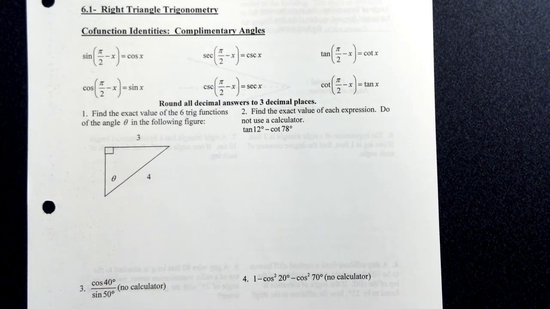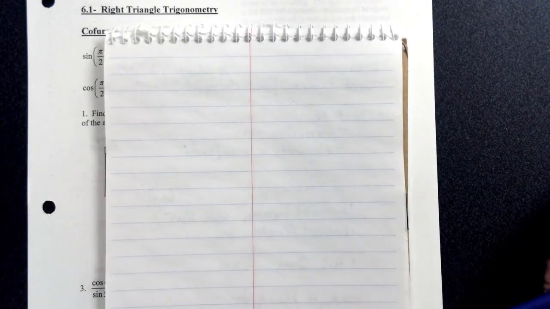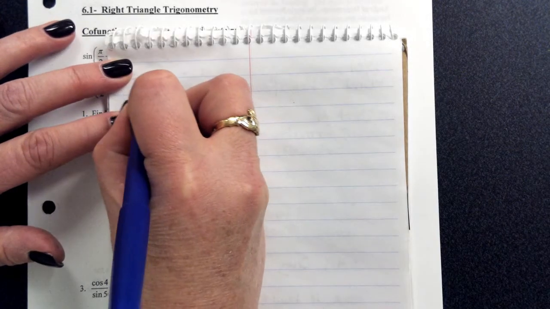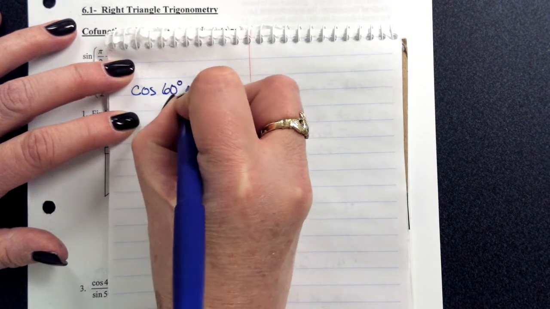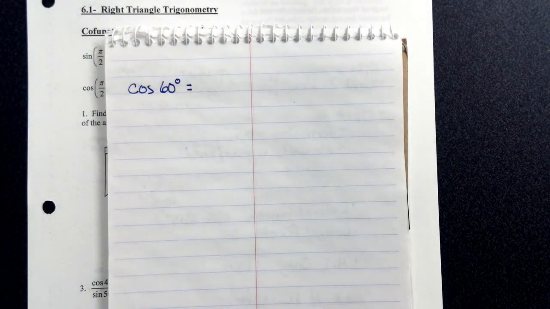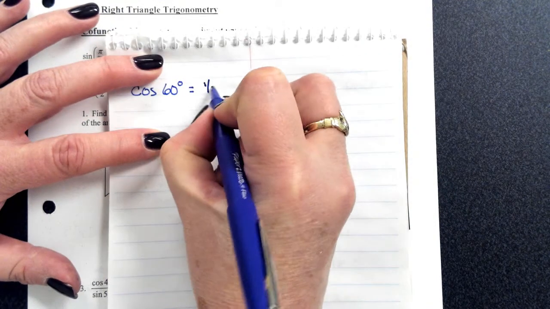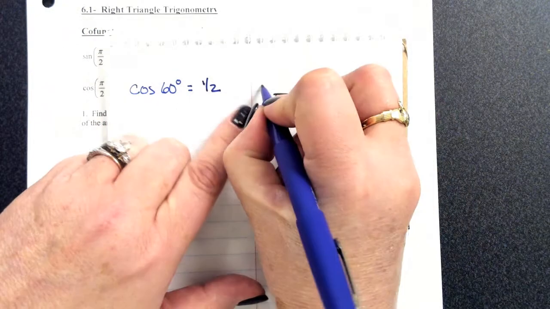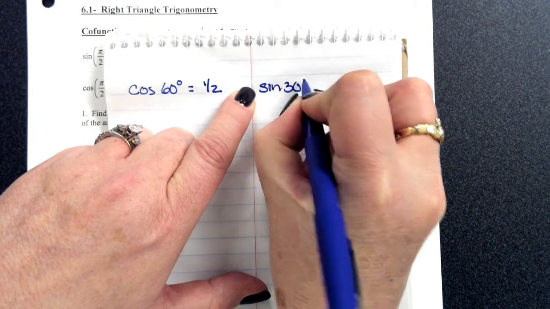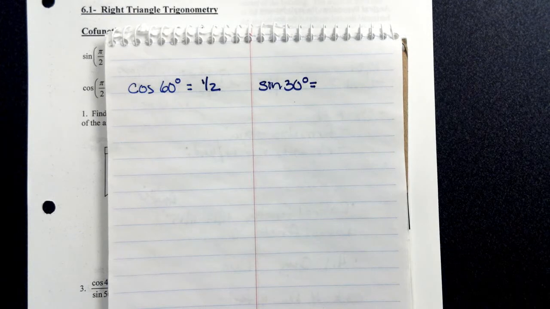So before I jump into the notes, this will help, I think, introduce the idea of cofunction identities. So let's talk about the cosine of 60 degrees for a minute. From the unit circle, what is the cosine of 60 degrees equivalent to? We're in quadrant 1, so we know it's positive. From the unit circle, cosine of 60 is 1/2. Let's talk about the sine of 30 degrees. Tell me about the sine of 30 degrees. 1/2.